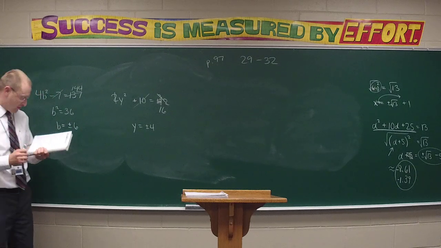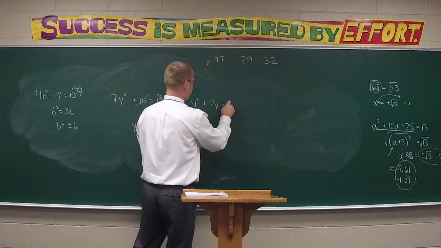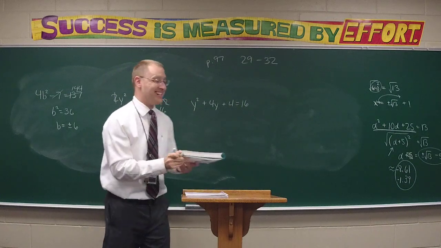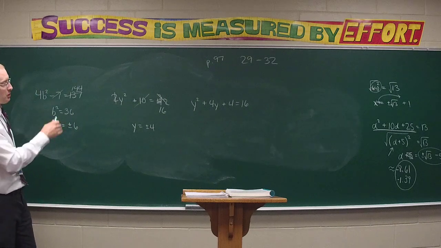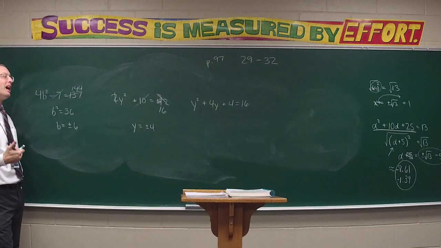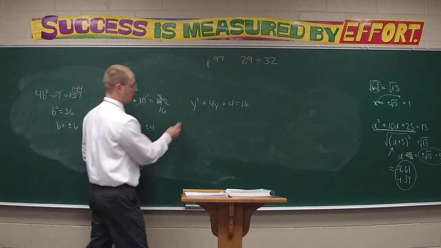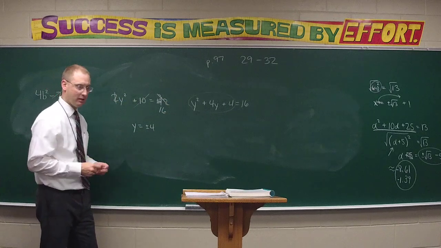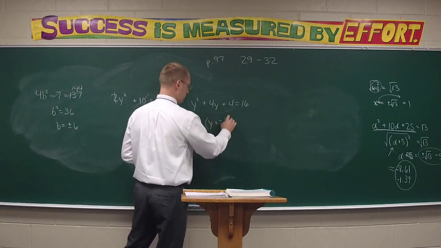All right, number 31. We have y squared plus 4y plus 4 is equal to 16. On the surface, you look at this and say, this is not an incomplete quadratic. This is complete. You've got a y squared and the y to the first. But I could make it act like an incomplete quadratic if I took this entire trinomial and rewrote it. How, Maddie? Y plus 2 quantity squared.